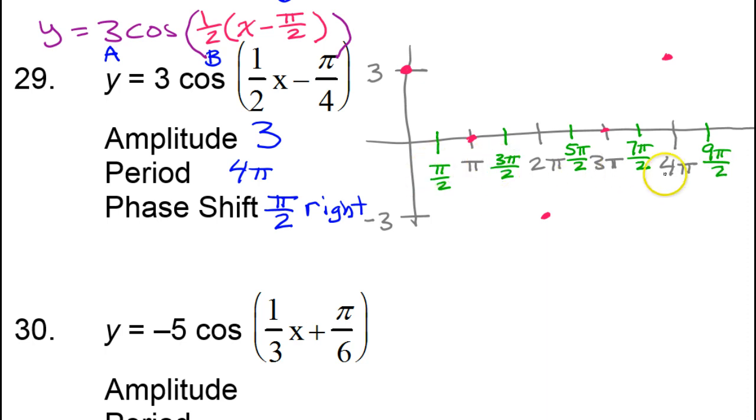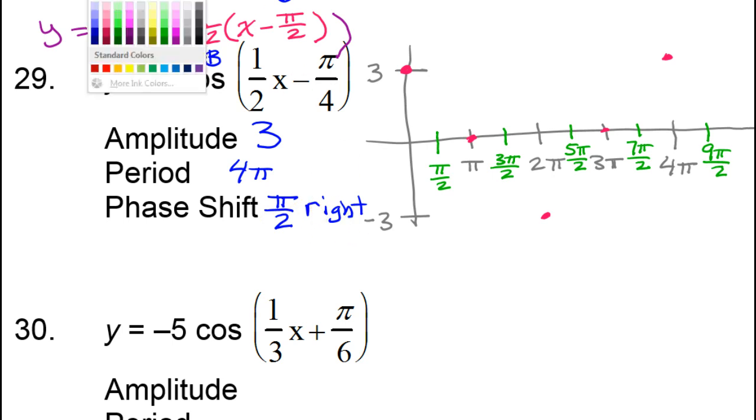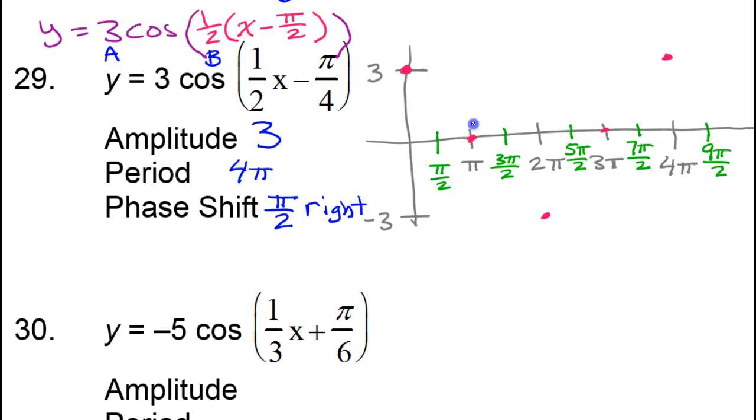So these green marks are where my points will land after I shift to the right by pi over 2. So I'm going to take each one of these pink points and shift them pi over 2 to the right. So really just focus on the first point. If I shift this over pi over 2, it's going to land right above here. The rest of the values, I can just follow the pattern of cosine.